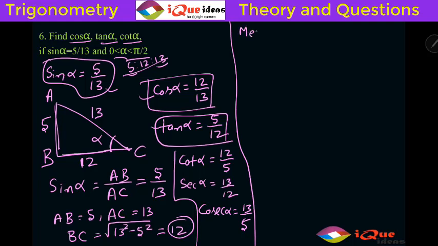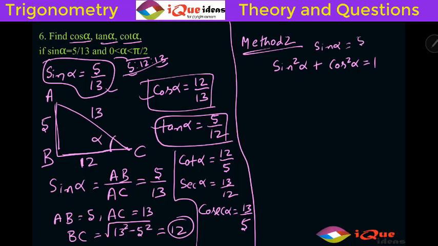Now, the other method, let's look at this carefully. Method 2 can be taken as, we can take help of formulae. We have a formula sine square alpha plus cos square alpha equal to 1. And it is given that sine alpha is equal to 5 by 13. So put the value of sine alpha in this and calculate cos square alpha. So sine square alpha will become 5 by 13 whole square plus cos square alpha equal to 1.